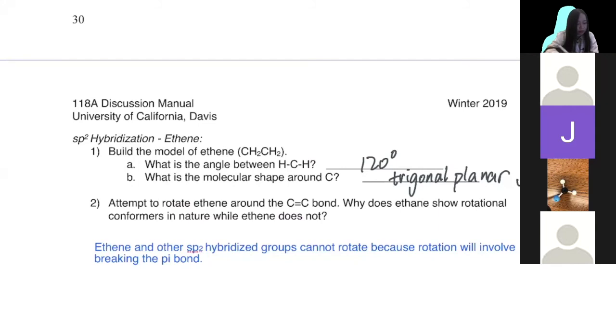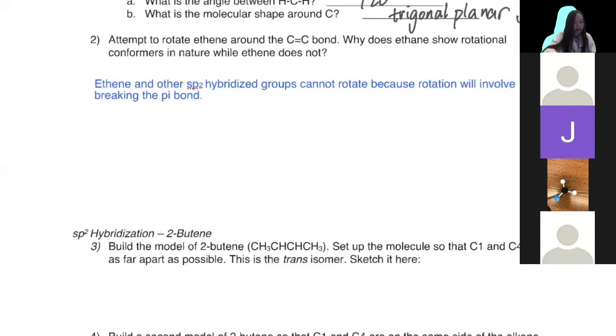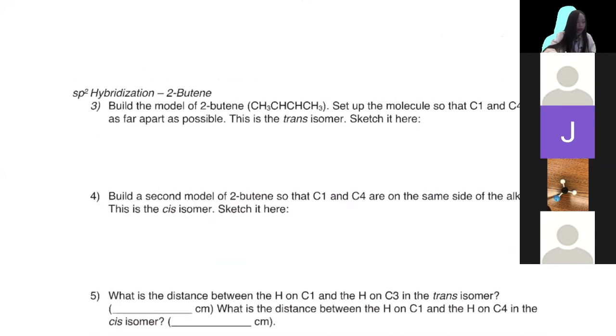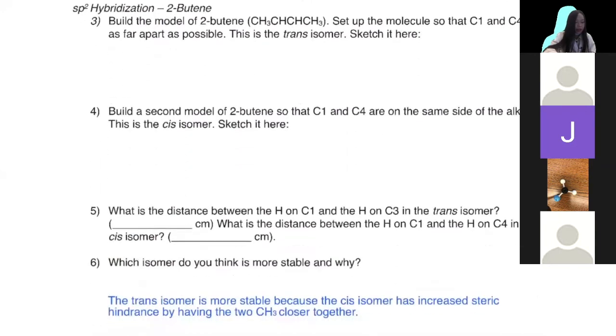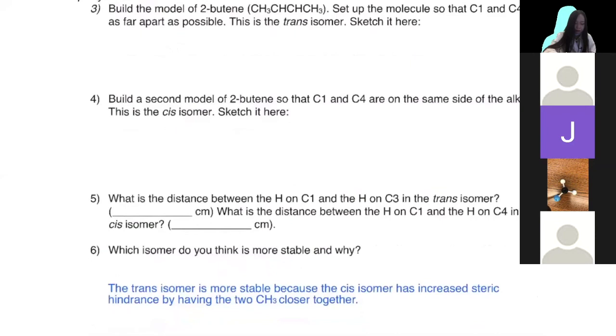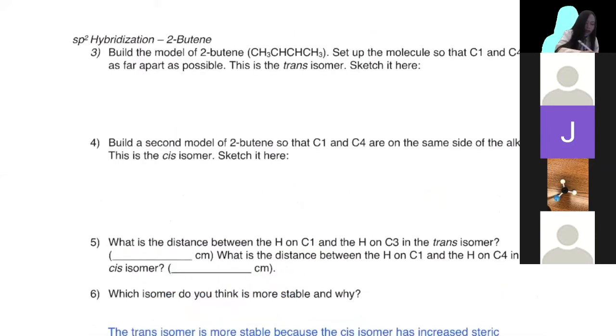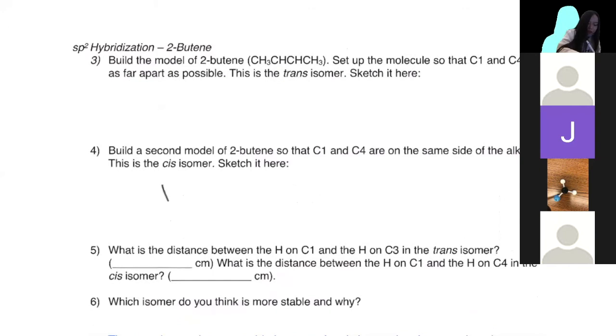Next, attempt to rotate the carbon-carbon bond. Imagine there are two carbon-carbon bonds, and you cannot rotate it, because it's a pi bond, and pi bonds cannot rotate. So if you cannot rotate, you cannot draw a Newman projection diagram for SP2. What is cis and what is trans? You won't use it until 118B, but it's fine if we talk about it.